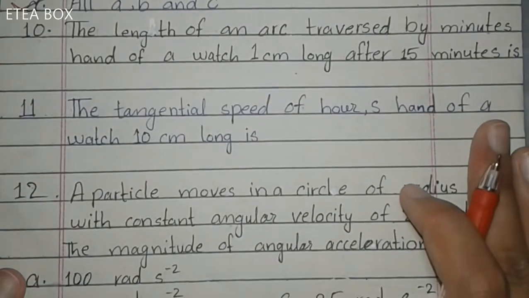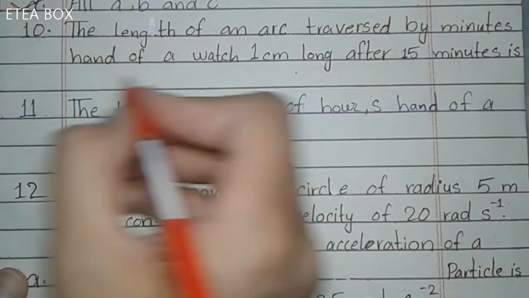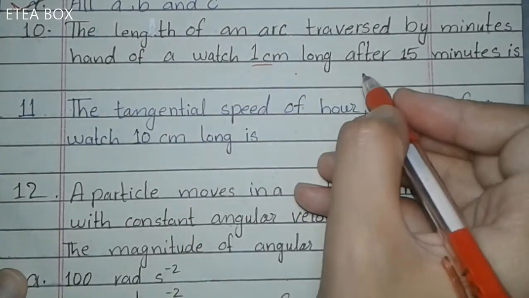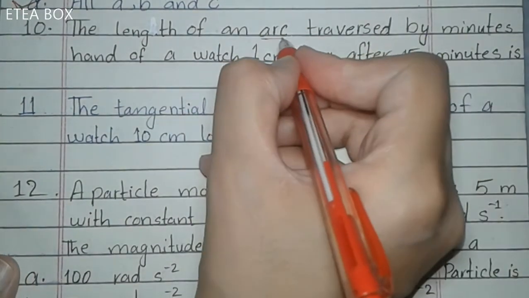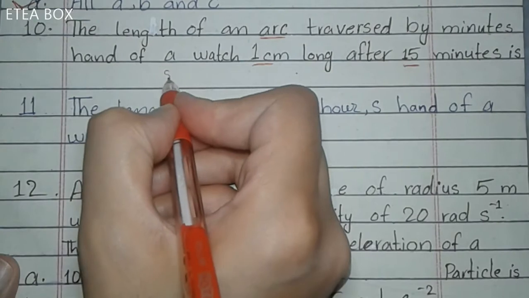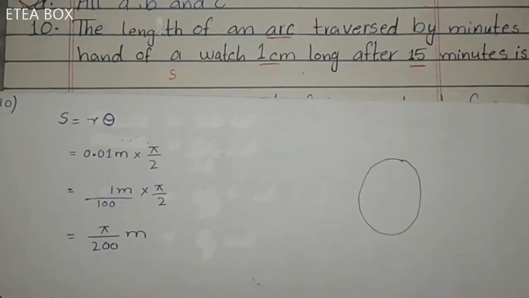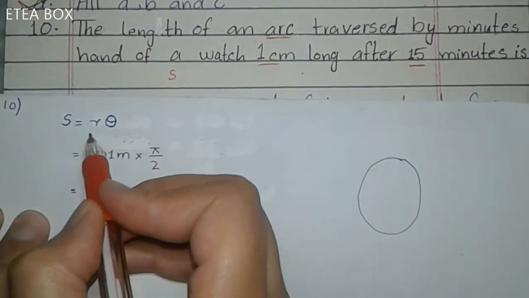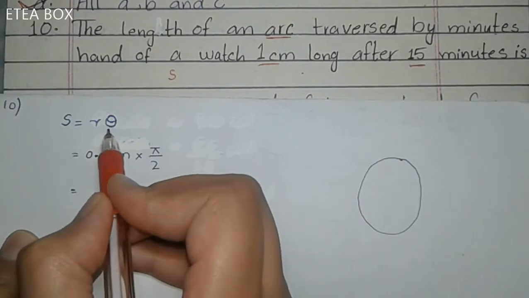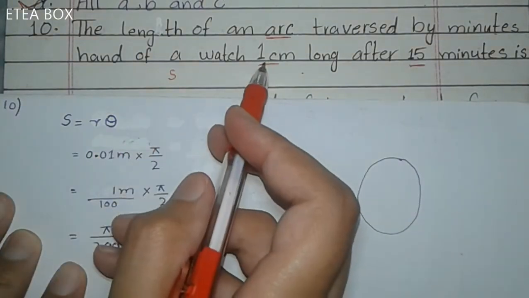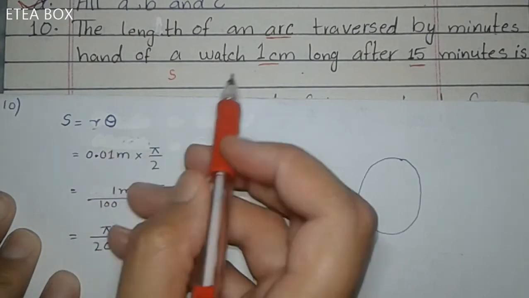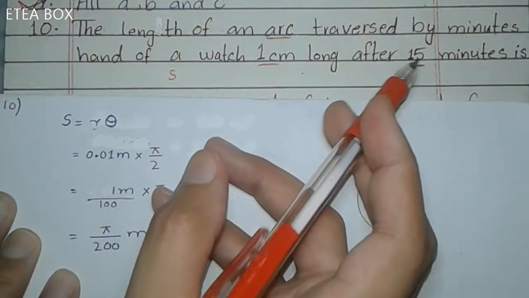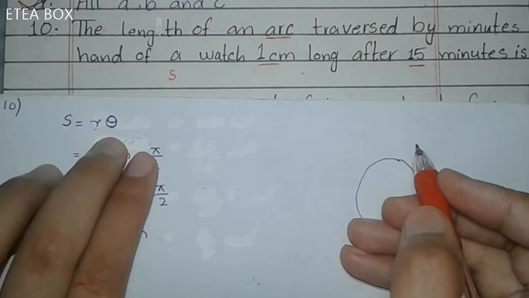Next one. The length of an arc traversed by the minute hand of a watch 1 centimeter long after 15 minutes. What do we have to find here? We have to find the arc length, S. S is equal to r theta. But here R is given as 1 centimeter, and the angle is not given. They have only said that 15 minutes are given. Now, how will we find the angle for 15 minutes?